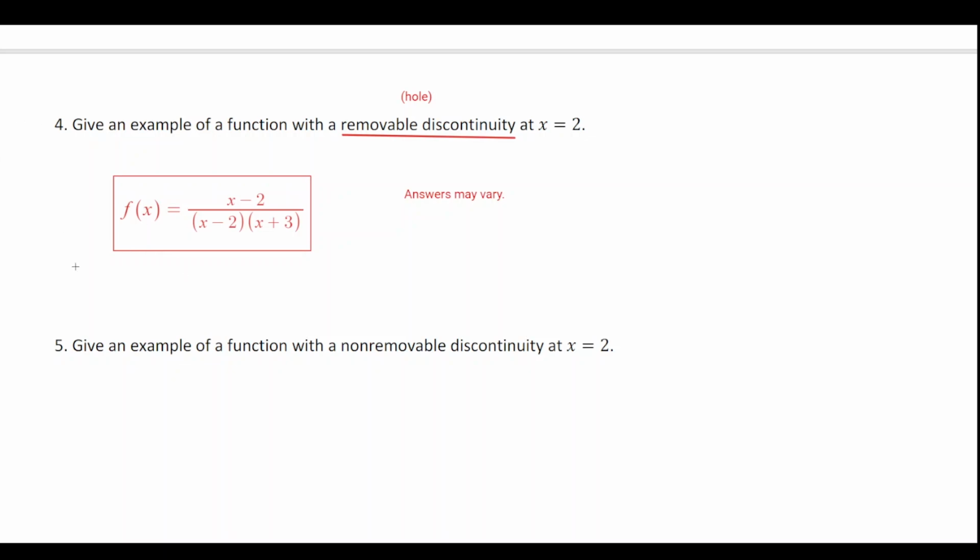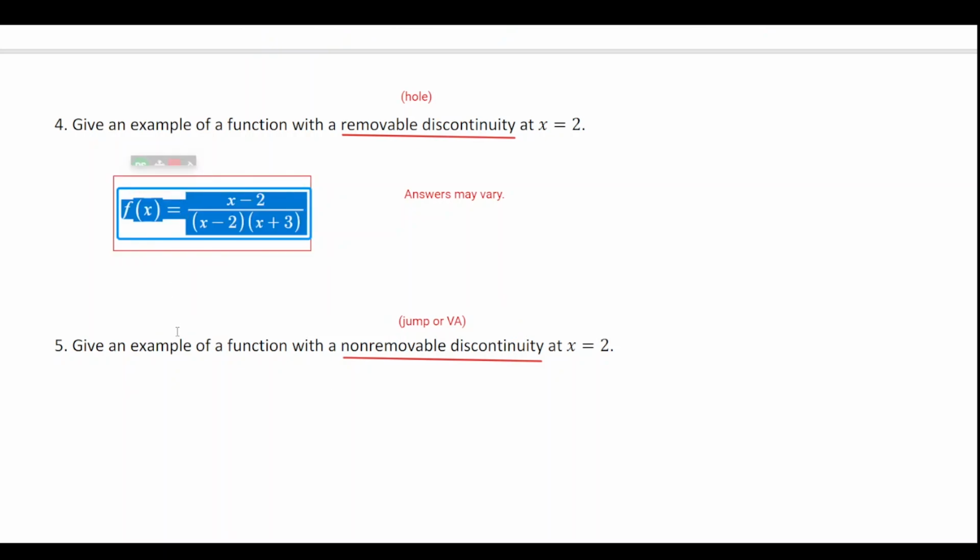For number 5, it says, give an example of a function with a non-removable discontinuity at x equals 2. So you have some options here. This non-removable discontinuity can either be a jump, it can be a vertical asymptote. Really what you're looking for is a discontinuity where the left and right-hand limits are not the same. But the easiest ones to deal with are the jump or vertical asymptote.